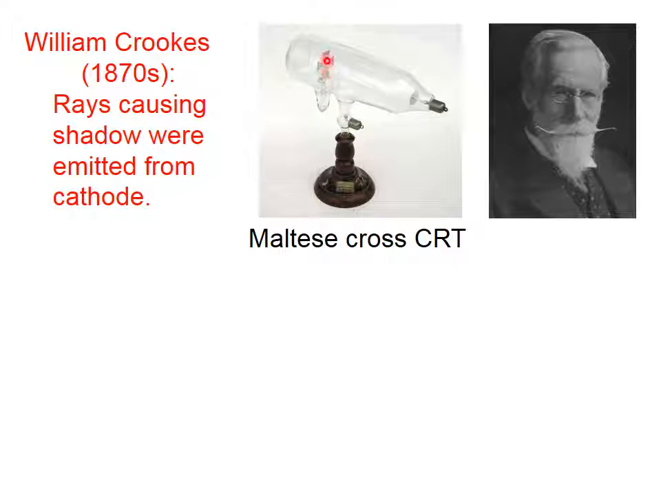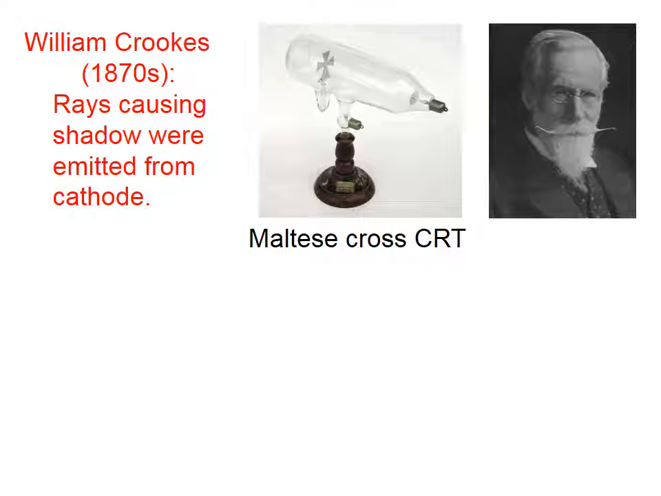had this Maltese cross shape as a piece of metal inside the tube, and what happened was there was a shadow produced on the back wall, you might say, the back surface of this gas discharge tube, just like you would get a shadow if you were to shine a flashlight at this Maltese cross, and it had a nice Maltese cross looking shape.